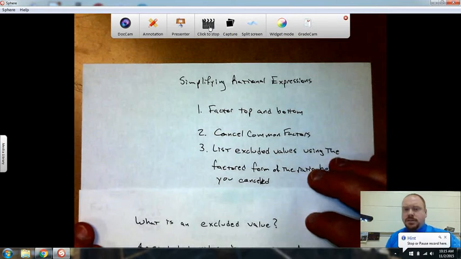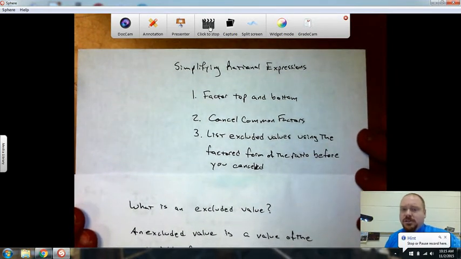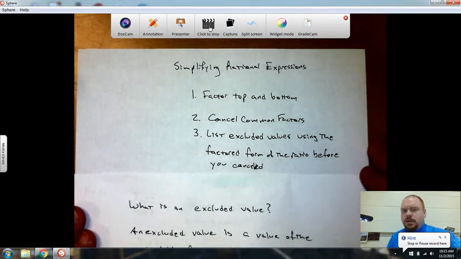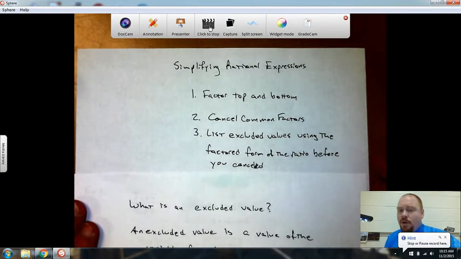Hey folks, in this video we're going to be talking about simplifying rational expressions. All a rational expression is, is just a fraction. In order to do this, there are three steps. You must factor the top and the bottom. You must cancel common factors. And you also must state what the excluded values are using the factored form of the ratio before you canceled.